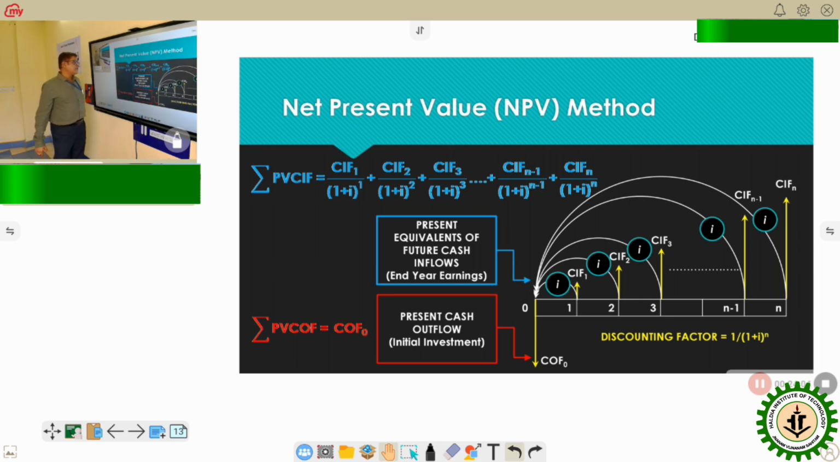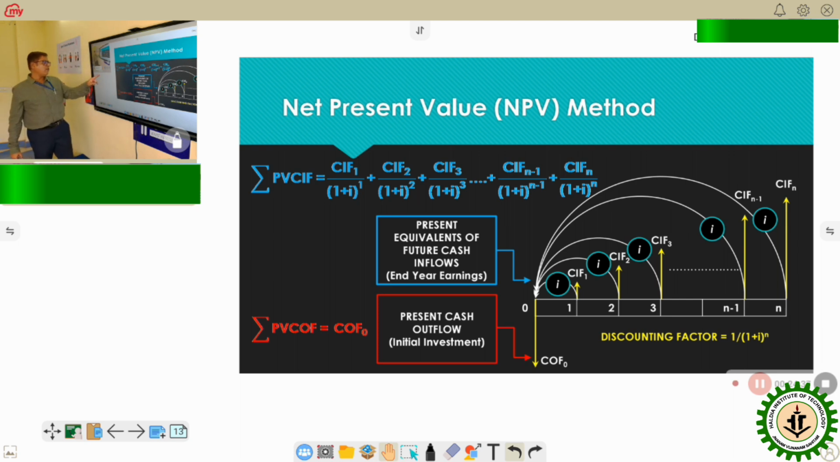Now when we are converting the cash flow, that is CIF1, into its 0th year, CIF1 is the expected cash flow at the end of year 1. So when we are converting it into the 0th year, we get the present value to be CIF1 by 1 plus I whole to the power 1. Why whole to the power 1? Because this happens at the end of year 1.